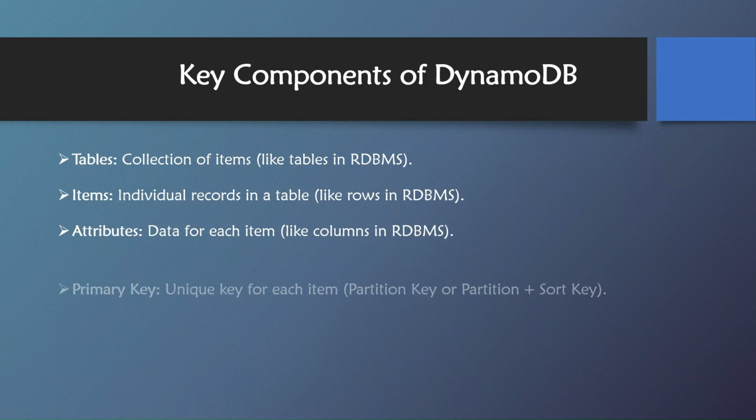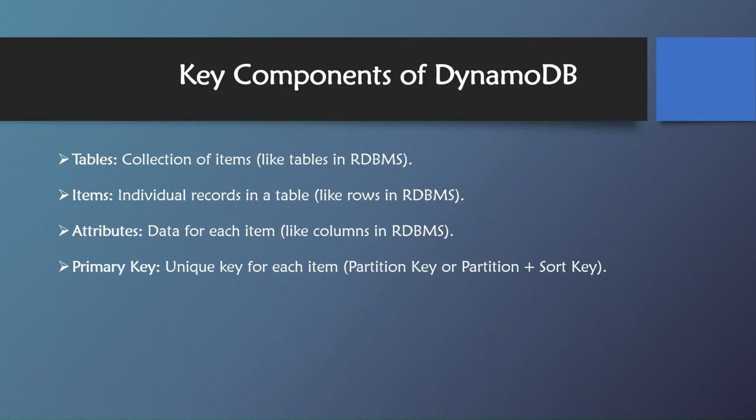The next we have is the primary key. The primary key is used to uniquely identify each item in the table. It's like a unique ID for each record.